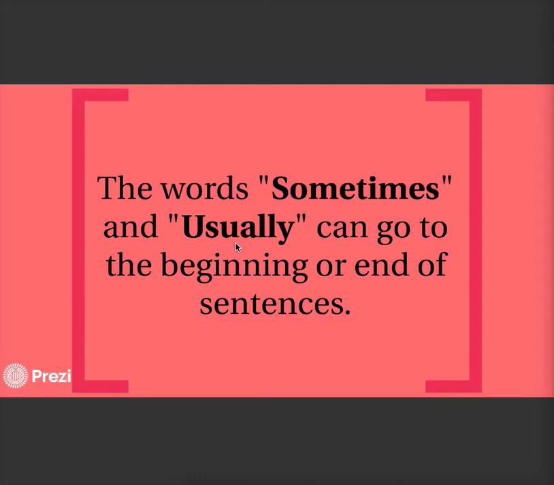So you can say sometimes I eat hamburgers, or you can say I sometimes eat hamburgers. You can say usually I go to church on Sundays. Or you can say, I usually go to church on Sundays. Can you see? Puedes poner usually and sometimes at the beginning or before the main verb. Puedes ponerlo al principio o antes del verbo principal.